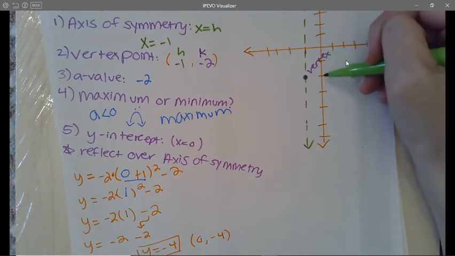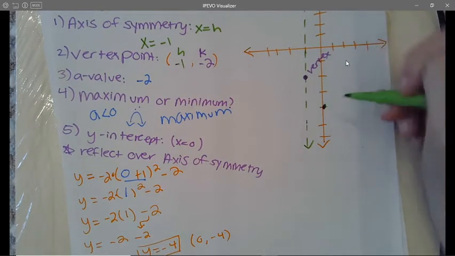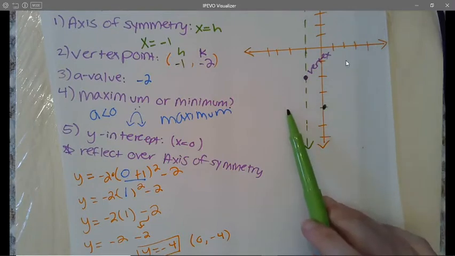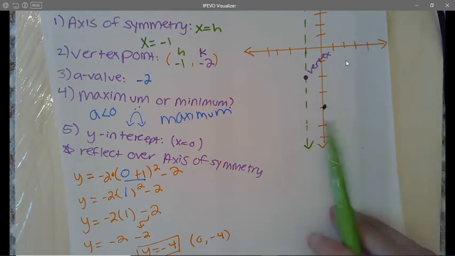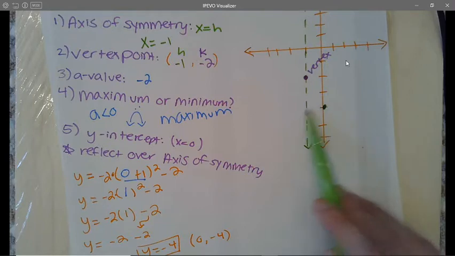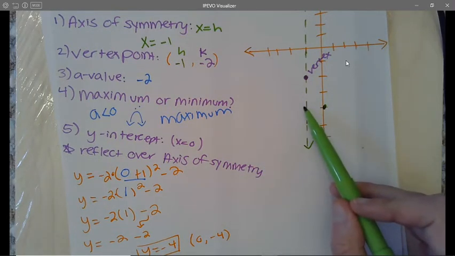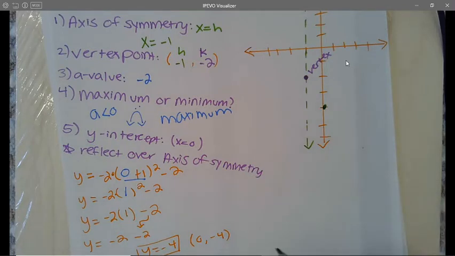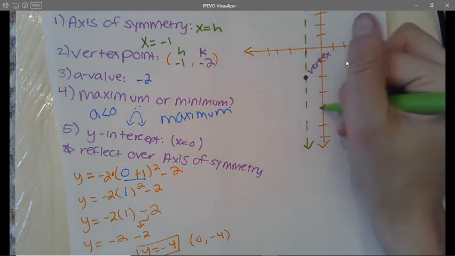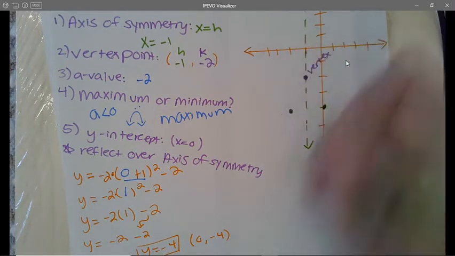So 0, 1, 2, 3, 4. And now I can reflect it over the axis of symmetry. My y-intercept is one space away from my axis of symmetry. So that means when I reflect it over, it'll be one space to the left of my axis of symmetry. So that will be one space over here. Look at that. Okay, we're getting close, you guys.